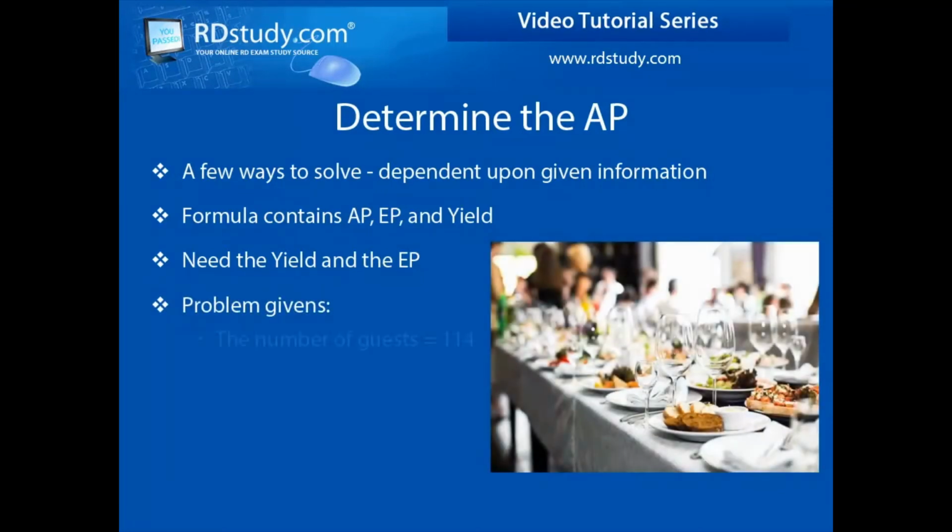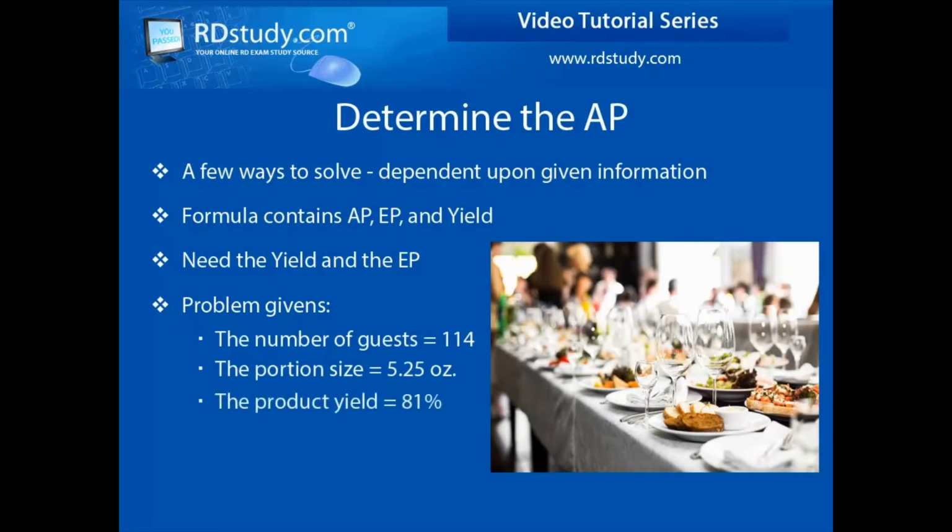You are preparing for a function where you know the number of guests, what you are serving, the portion size of the main dish, and the yield that you are able to get from the AP of the initial product. The only given value so far that fits into our equation is the yield. But with a simple calculation, we can determine our EP, which is our second needed value.